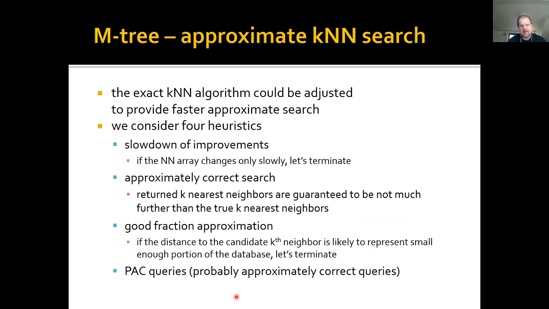And then the last one is PAC queries, which is an acronym for probably approximately correct queries, and this is basically just a combination of approximately correct search and probability methods, and in this case it will be the good fraction approximation, which is a probability method. So we basically chain 2 approximate techniques into an even more approximate technique, but this is the most aggressive, leads to the fastest search, but also gets most of the imprecision and the errors.